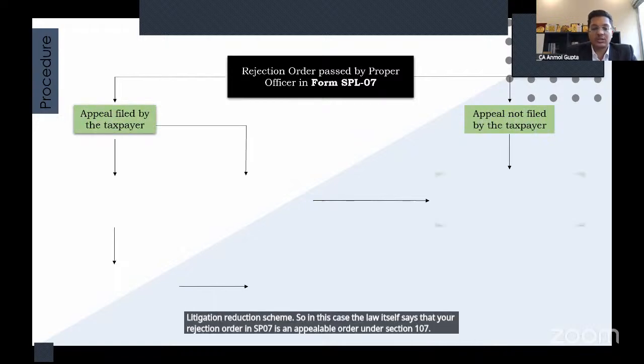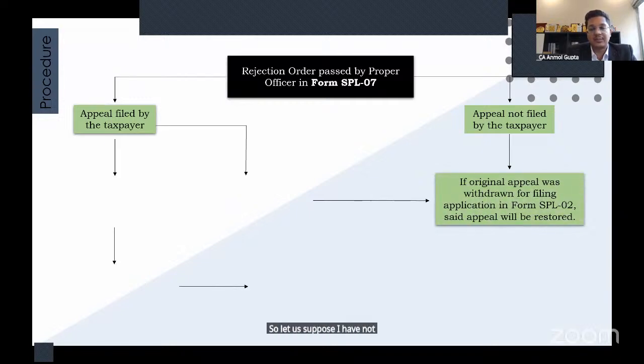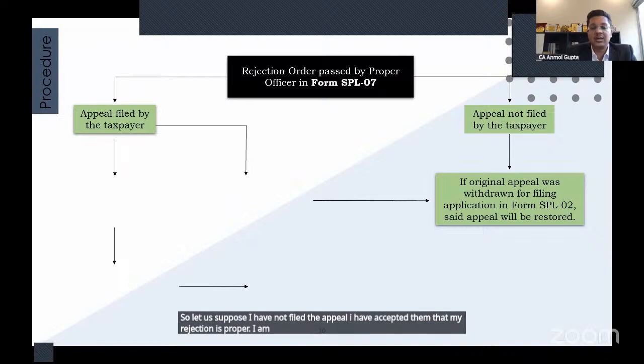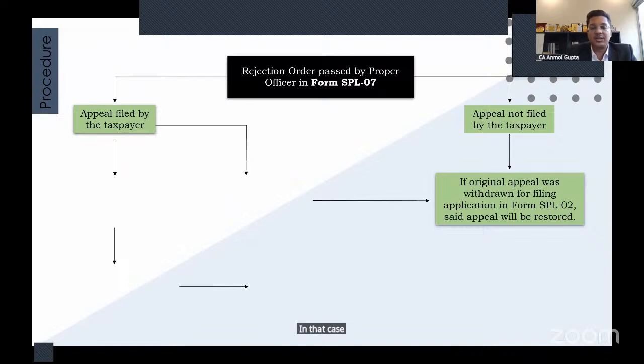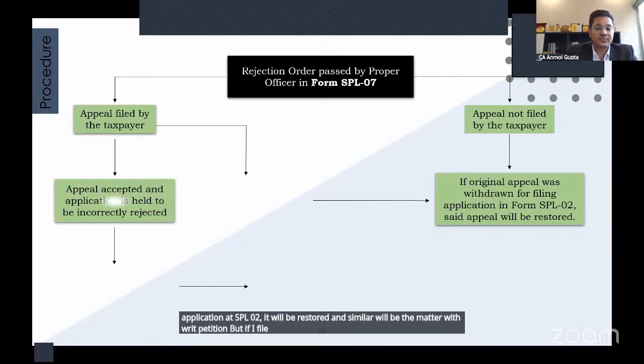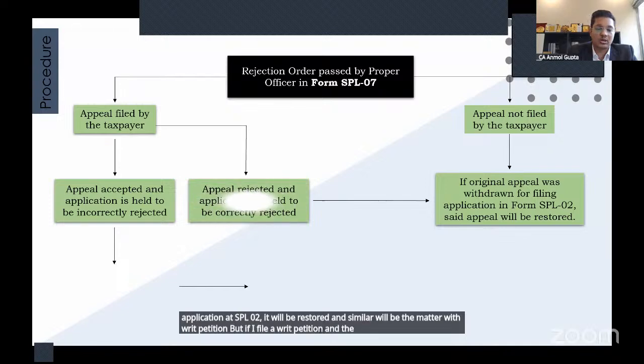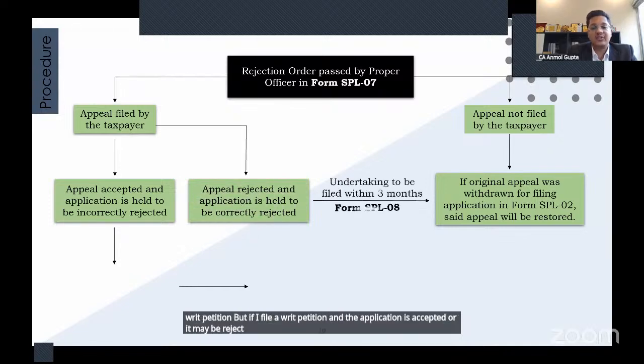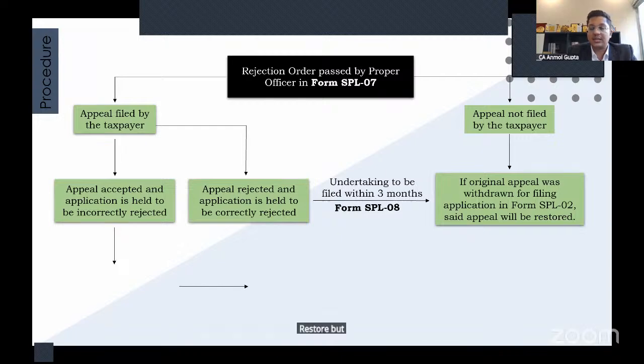So let us suppose I have not filed the appeal. I have accepted that my rejection is proper, and I am not eligible under this scheme. In that case, my original appeal, if any, which I withdrew for filing the application in SPL 02, will be restored, and similar will be the matter with the writ petition. If I file an appeal against the rejection and it is rejected, again my original appeal will be restored, but I need to file an undertaking in SPL 08.